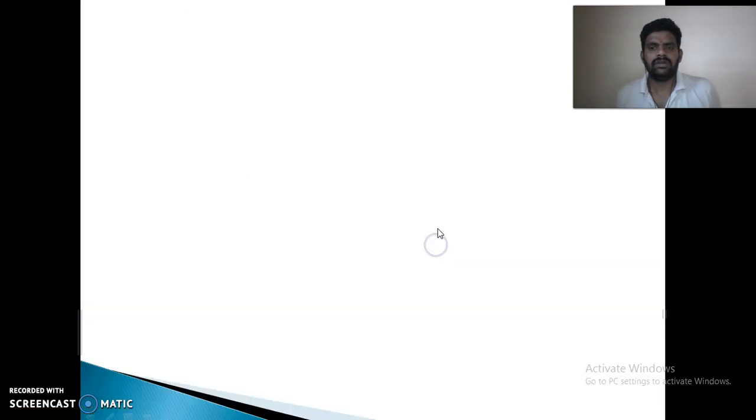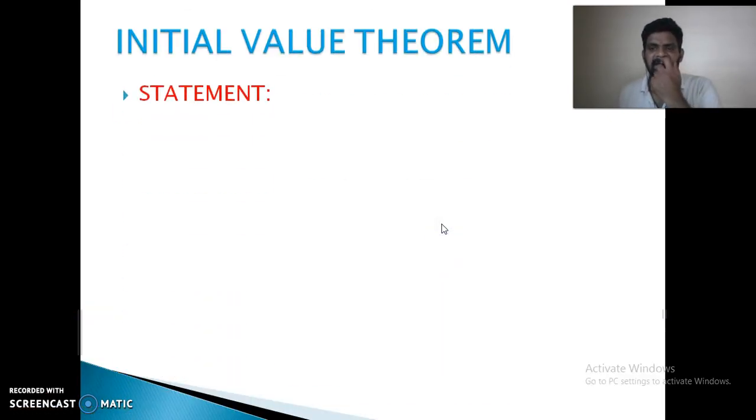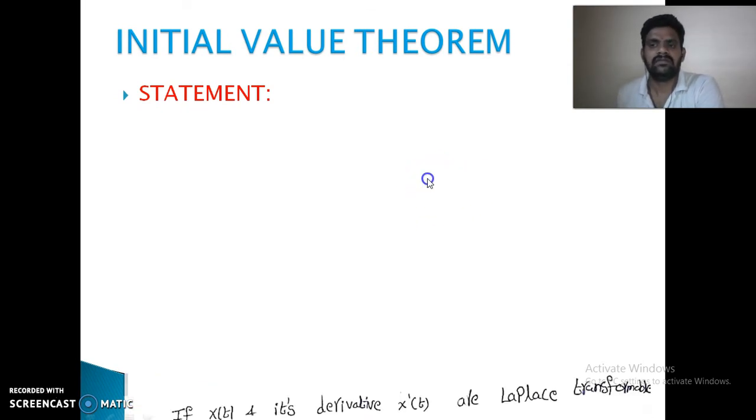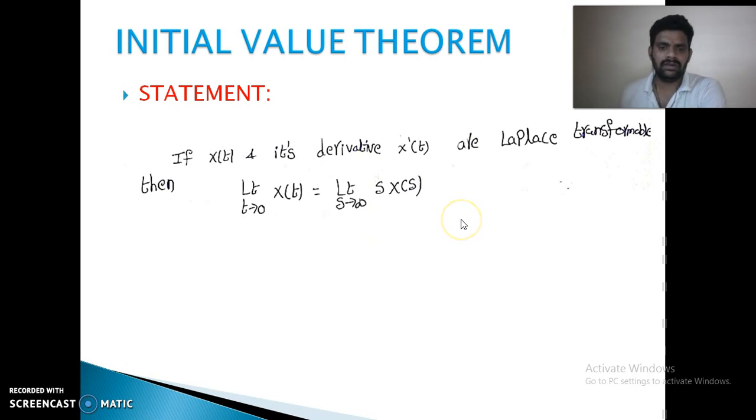Okay, so the initial value theorem gives the initial value, that is the x of 0 value, if you know the x of s function. It is defined as x of 0, that is limit as t tends to 0 of x of t, is equal to limit as s tends to infinity of s into x of s.